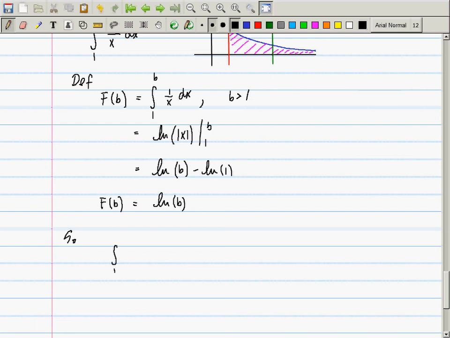So the integral from 1 to infinity of 1 over x dx should be the limit as b goes to infinity of f of b, which is to say it is the limit as b goes to infinity of the log of b. And what is that? What does log do as its argument goes to infinity? It goes to infinity. So wait a minute. What would that be? What is that saying?